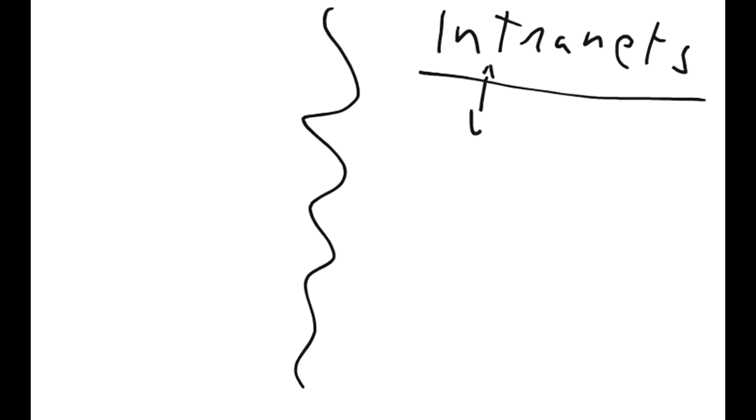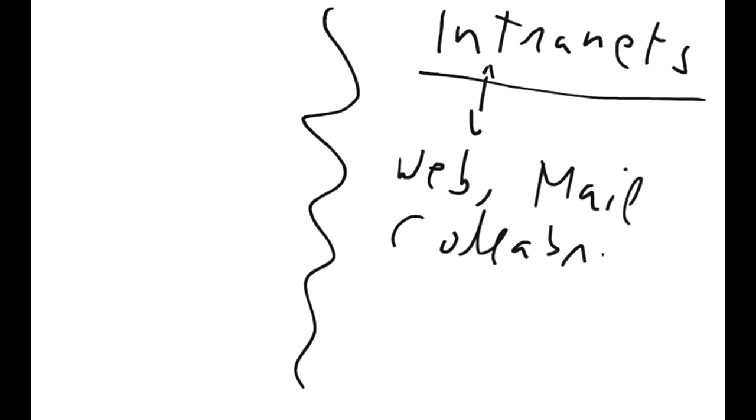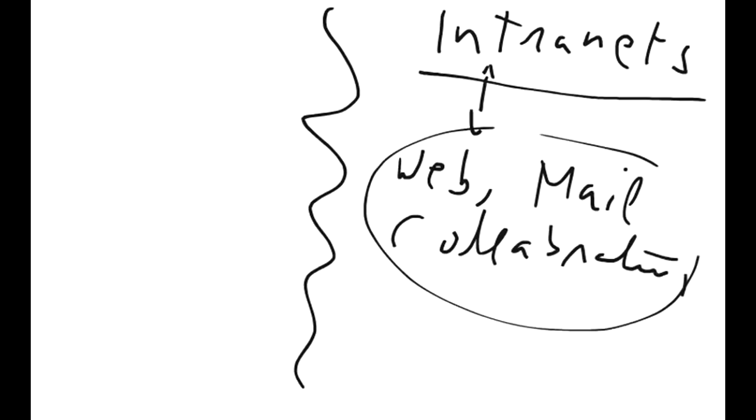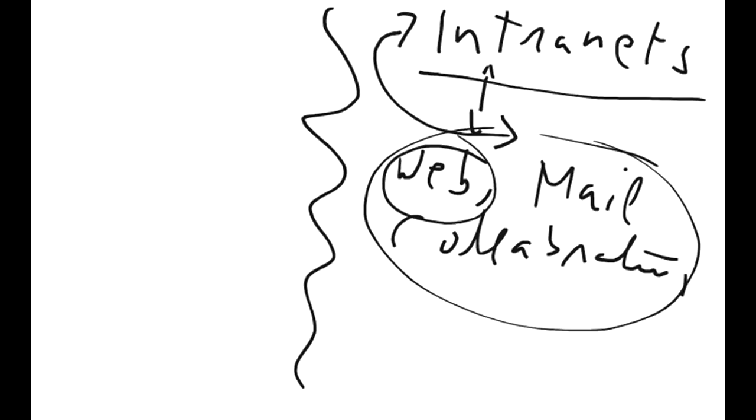Intranets are the scaled-down version for organizations, for their internal use, and intranets use the same services of the internet. For example, web-based services, mail-based services, collaboration-based services, and all the other services of the internet, that companies usually use in their intranets. And smaller companies only use websites for their intranet operations.